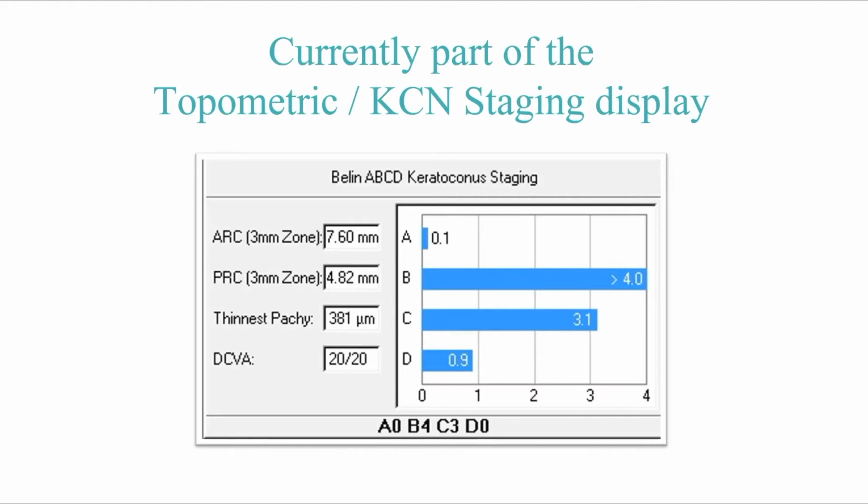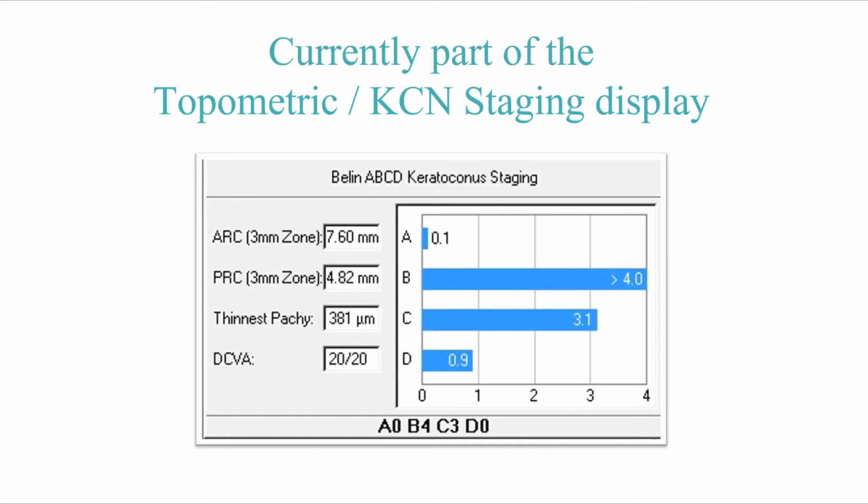The ABCD classification or staging is currently available on the topometric Keratoconus staging display, and it gives you actually 3 different ways of showing you the information. The least useful is what most people think about when they think about the ABCD, and that is the actual bottom classification. Staging or classifications are usually done for population-based studies. You group patients into certain categories.